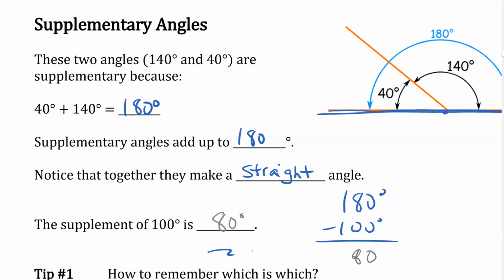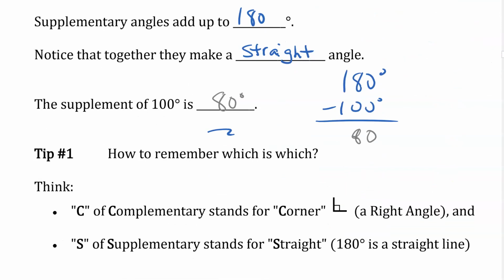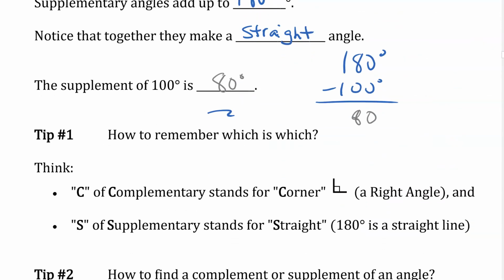How are you going to remember? Now I got my blue back. How to remember which is which? In regards to complementary, adds up to 90, and supplementary adds up to 180. I don't know, here's one way to do it. You could say complementary, the C, complementary, corner, makes a right angle. Supplementary, straight, makes a straight line. Okay.